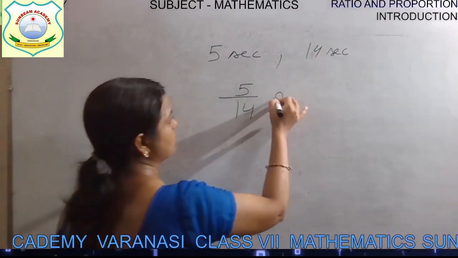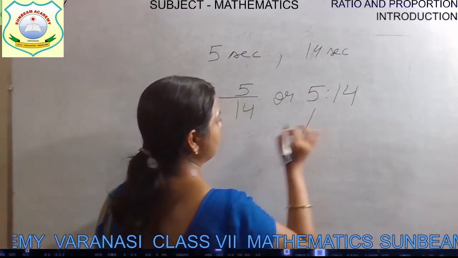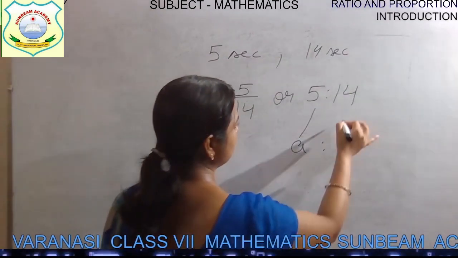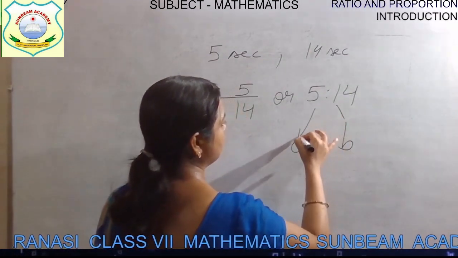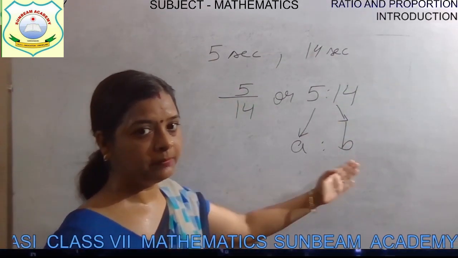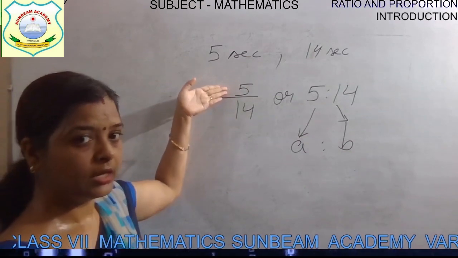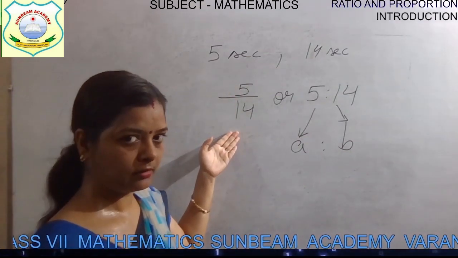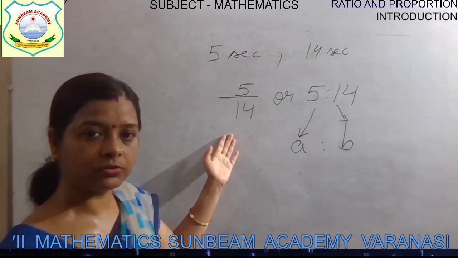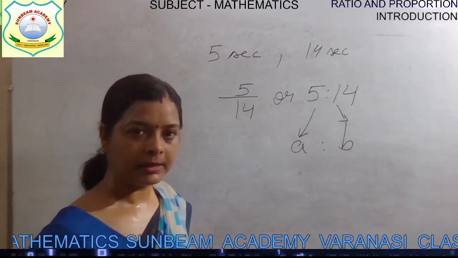Now it is written as 5:14, where 5 is the first term, that is A is to B, and A is called the antecedent and B is called the consequent. So here what is the antecedent? 5. And what is the consequent? 14. 5 is also called the first term and 14 is also called the second term. Am I clear?